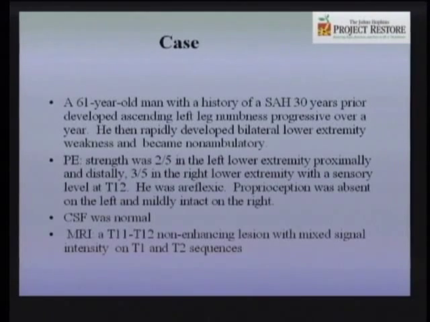Okay? So here is a case of a 61-year-old man with a history of a subarachnoid hemorrhage 30 years ago who developed an ascending left leg numbness over a year, and then bilateral lower extremity weakness, and ultimately progressed into a wheelchair. Does that sound like transverse myelitis? No, a couple things worry you that it's not actually an itis, but maybe some other cause of a myelopathy. One might have been that there was a subarachnoid hemorrhage, which is a bleed, before, and the other might be that it progressed over a year.